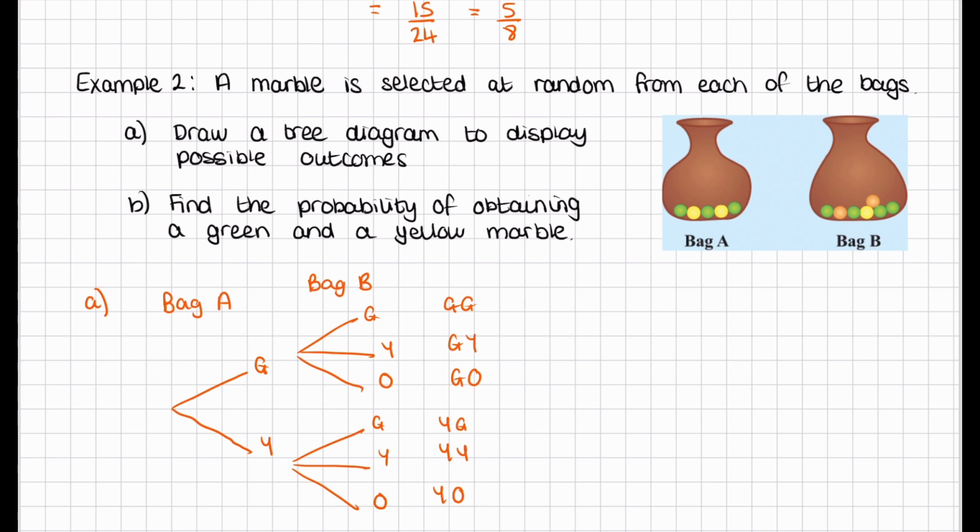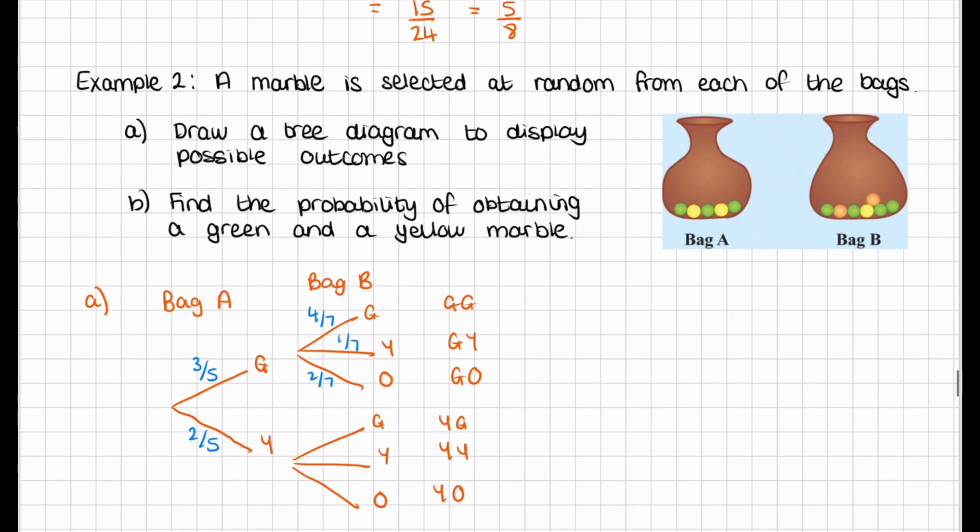With this, we can also put probabilities in our diagrams because we know how many marbles are in each bag. So in bag A, green and yellow, there's 3 greens and 2 yellows, which is 5 in total. So there'll be 3 out of 5 for the probability of getting a green, and 2 out of 5 will be the probability of getting a yellow. Now with bag B, we've got 7 marbles in total. We've got 4 greens, so 4 out of 7. The yellow would be 1 out of 7, and the orange 2 out of 7, because there's 2 oranges in the bag.